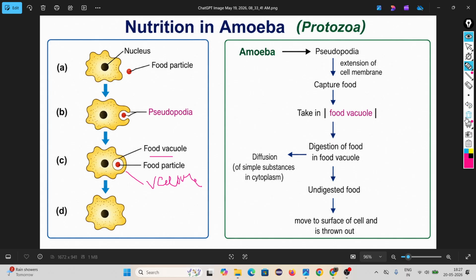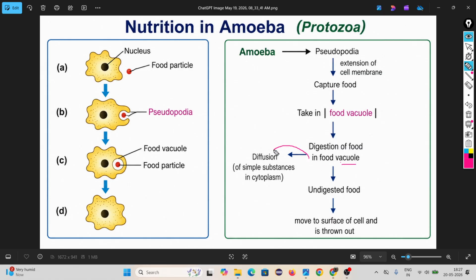Look here, amoeba, pseudopodia is an extension of the cell membrane. What is the function of pseudopodia? It helps in capturing food. After capturing food, the food is stored in a food vacuole. Digestion of the food happens in the food vacuole. Inside the food vacuole, several enzymes are there. With the help of these enzymes, the food is converted into simpler substances inside the vacuole.